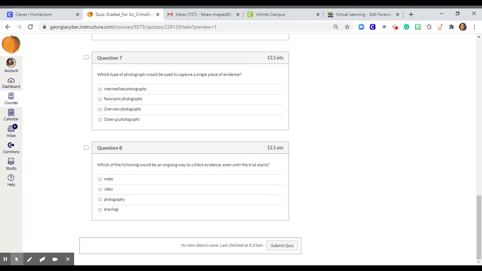Question number 8. Which of the following would be an ongoing way to collect evidence until the trial starts? So remember, trials sometimes can be a year, 2 years. It can be 6 months. It can be 10 years from the date that they find the evidence. By the time you go to trial, sometimes the crime scene has been cleaned up. So you're looking at people in the lab. When you are working in a lab, in a science classroom, what are you doing when you observe something? You take notes, right? We don't really have pictures inside of the lab. We use notes. So keep that in mind when you're answering number 8.